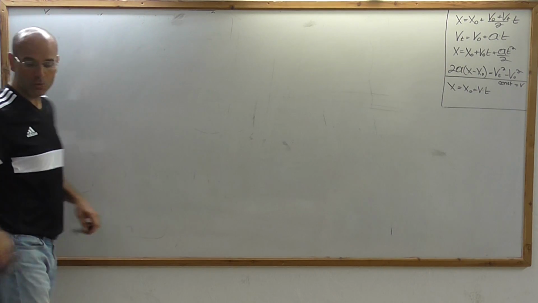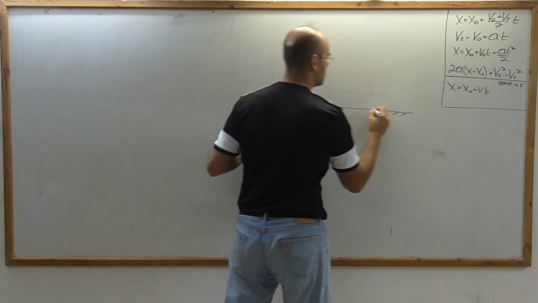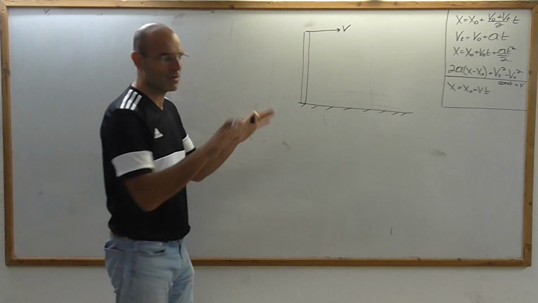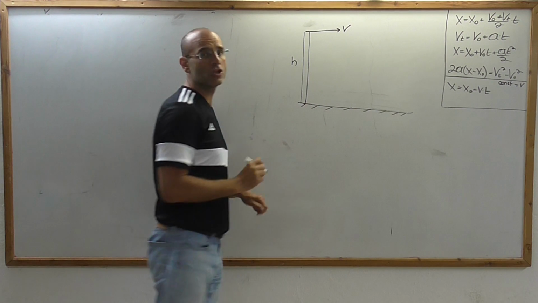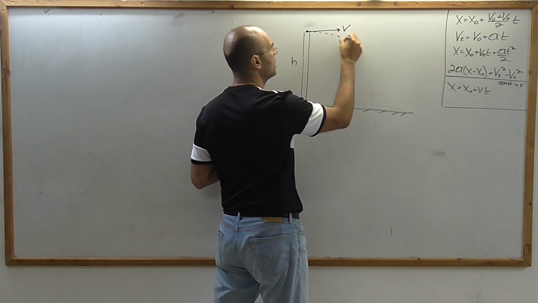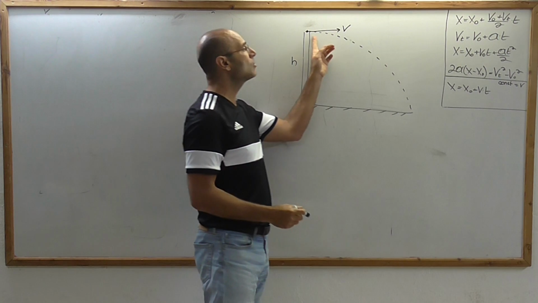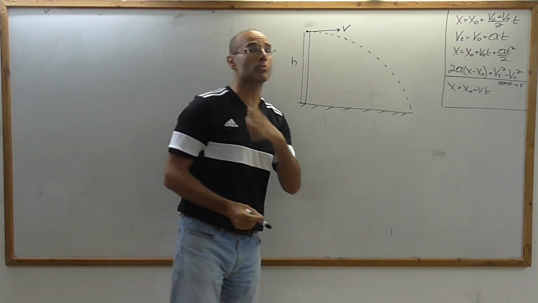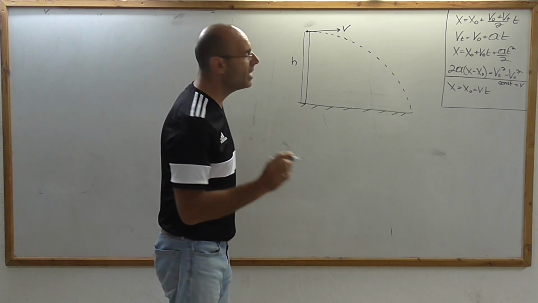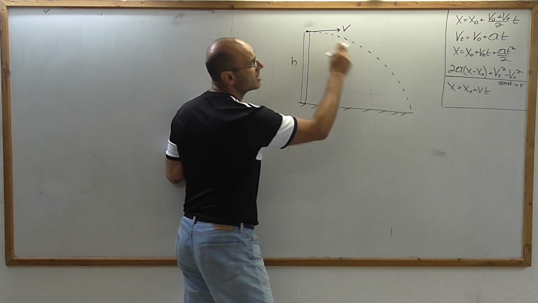Okay, now I want to prove that when I throw something horizontally, let's do it only with letters, with parameters, from the height of h, the path in which this ball is moving, we know it's like that, but I want to prove that it is a part of a parabola, okay? How do I prove it? I want to find an equation that shows me this path.